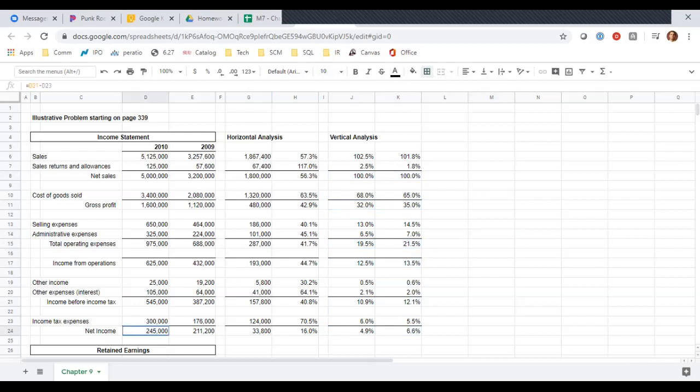Comparing the two, we have a $245,000 net income and a $211,000 net income. So year over year, we made an extra $34,000. That's pretty good, right? But if we take a look over here, our income, our $245,000, is only 4.9% of our net sales. And last year our $211,000 was 6.6% of our net sales.